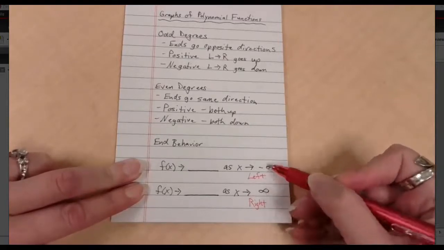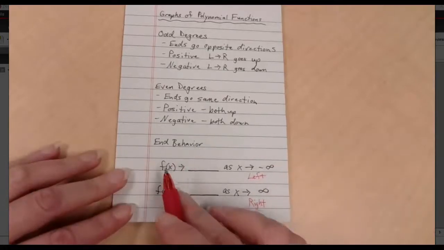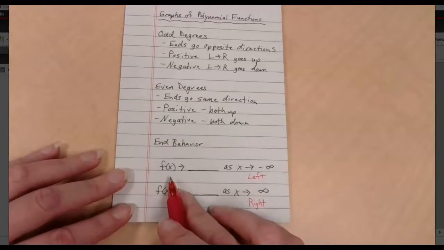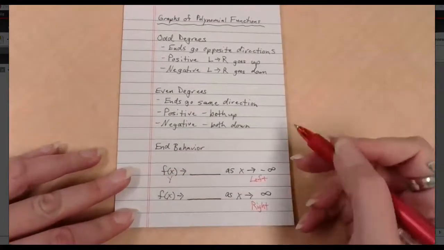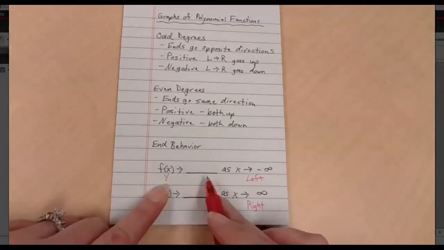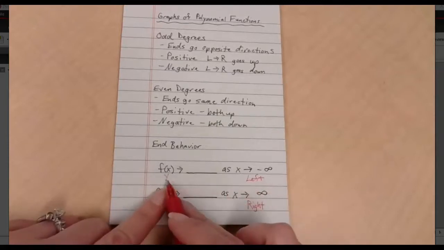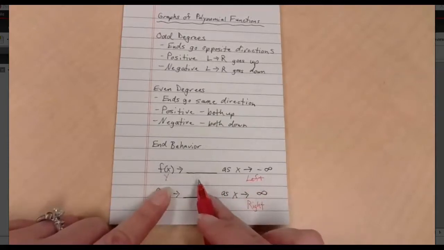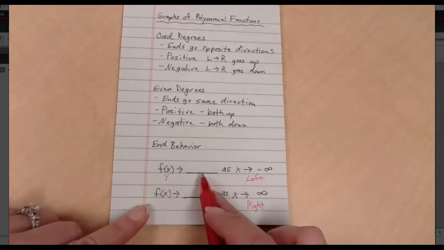So always one positive, one negative. There we go. So what is the first part of this? F of x. That's the same thing as y, isn't it? So this is saying my y's are going somewhere on the left. So let's think this through. The y's are going somewhere on the left. Where might the y's go? The y-axis goes up and down, so this is going to have to be something that says either up or down.